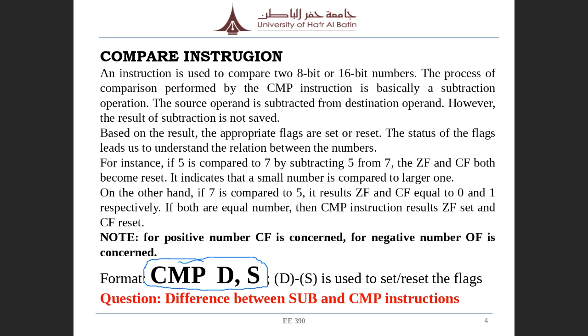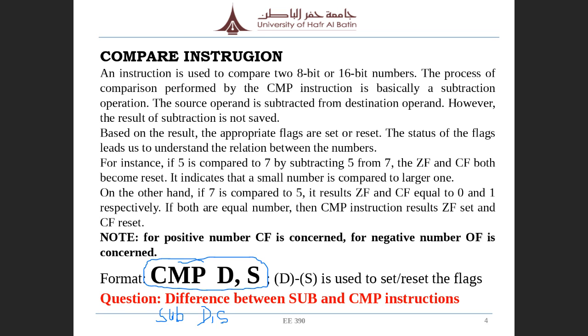What is the difference between this and SUB D comma S? If I write SUB D comma S, it is a subtraction: D minus S happens and the result is saved in D, the first operand. But compare D comma S means the subtraction D minus S happens, but the result is not saved anywhere.